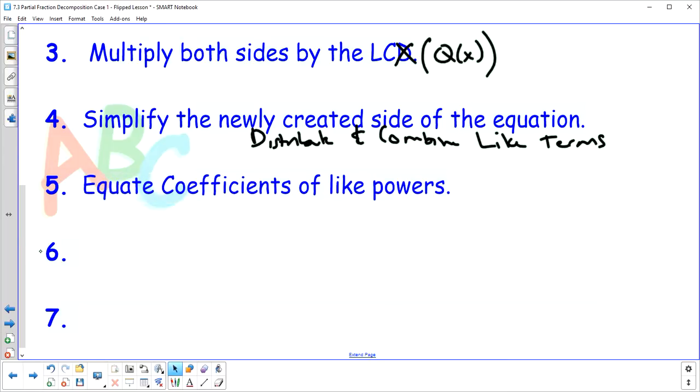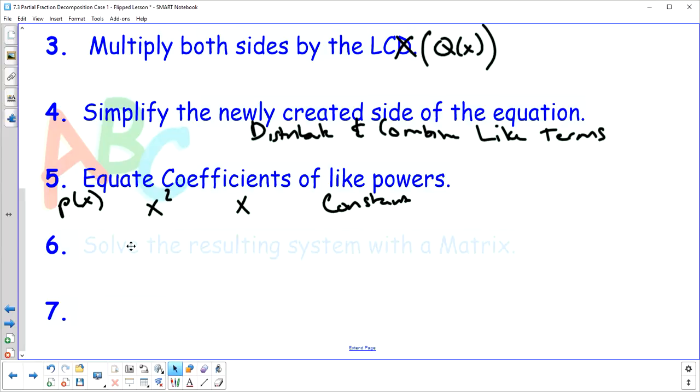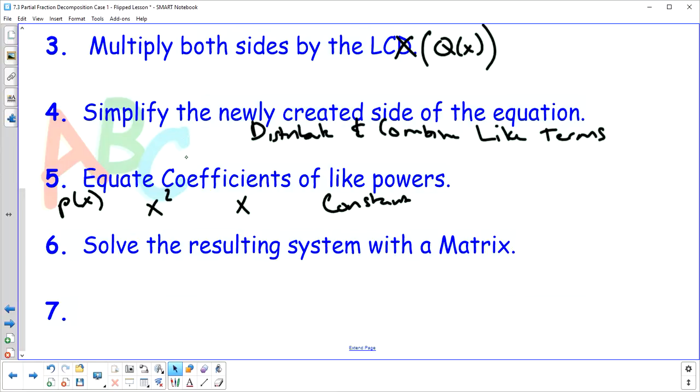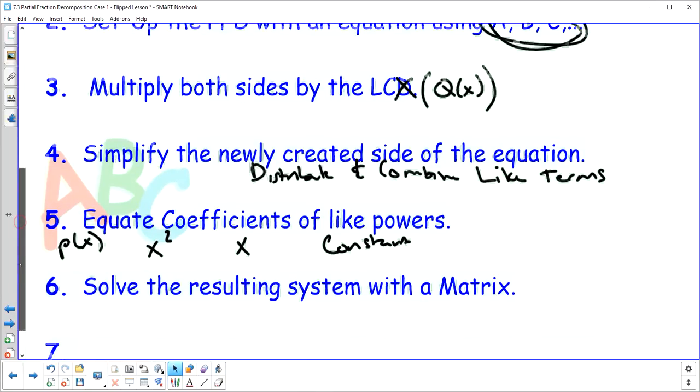After we do that, we equate the coefficients, meaning if you have x squared terms, you're going to take all of your coefficients of your x squared terms, add them up and set them equal to some number from p of x, and then you can take all of the coefficients from your x terms, add them up and set them equal to the coefficient from p of x, and then all of your constants, add them up and set them equal to the constant from p of x. Doing that is going to create a system of equations with however many variables, determined by our A, B, C, D, however many we had up there.